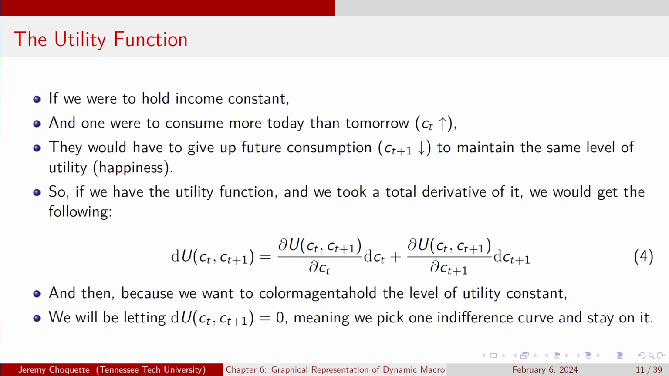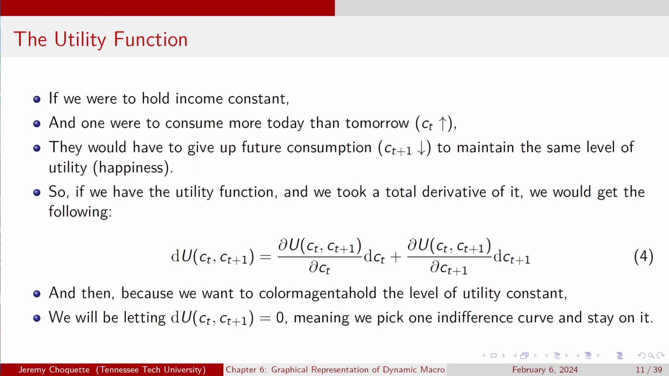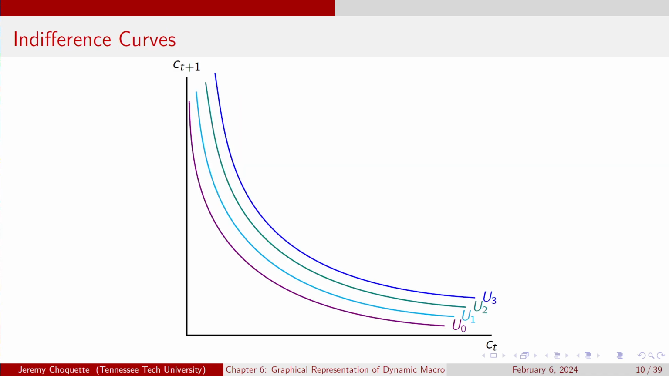Okay, so for this utility function, let's say we were to hold income constant. Well, if we're holding income constant, you can sort of think of it as like we're on one of these curves. I really should have said if we're holding utility constant rather than income. But if we were to consume more today than tomorrow, C sub t goes up. Now, if that happens, let's say I'm at U0, C sub t goes up. That means I consume more. Let's say I was consuming over here, now I'm consuming all the way over here.